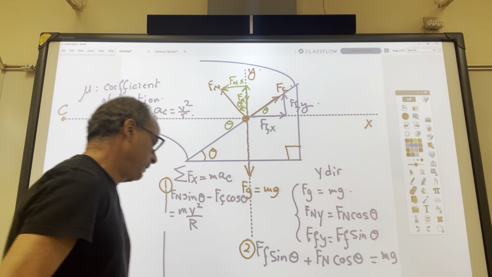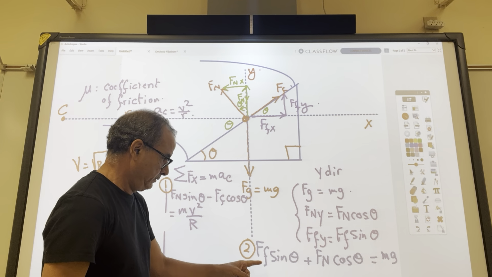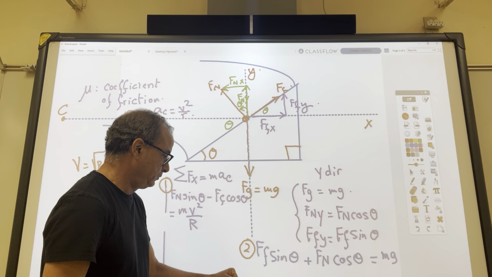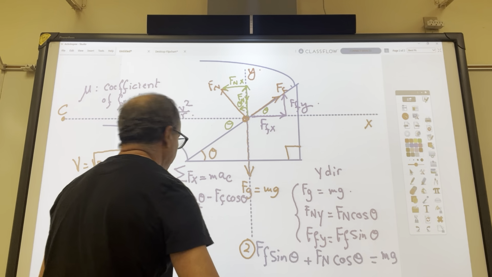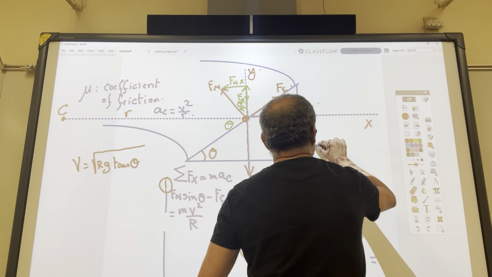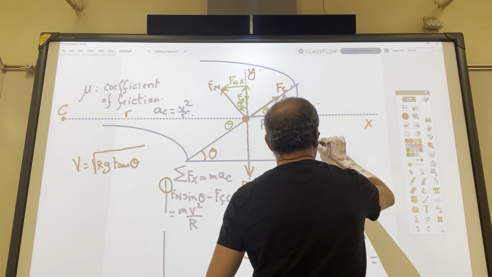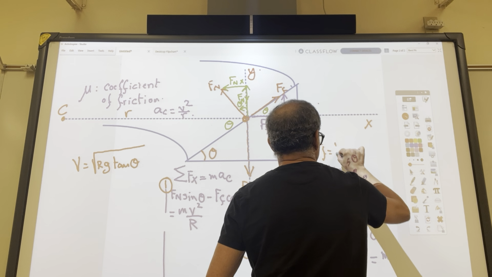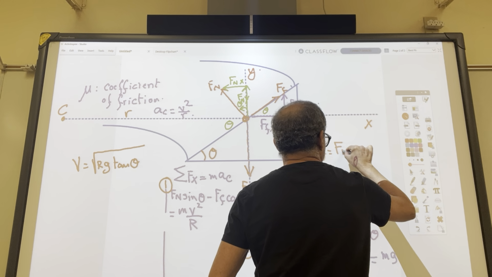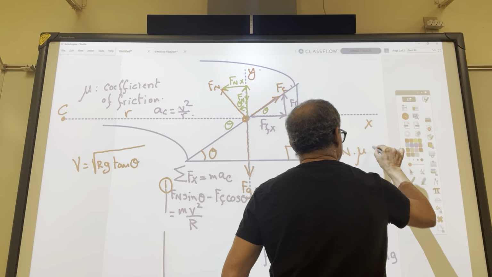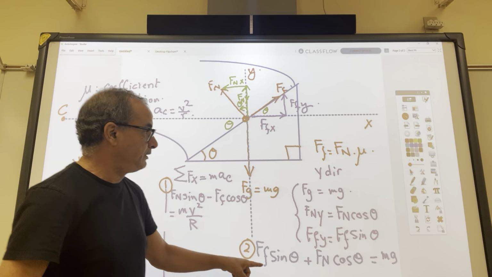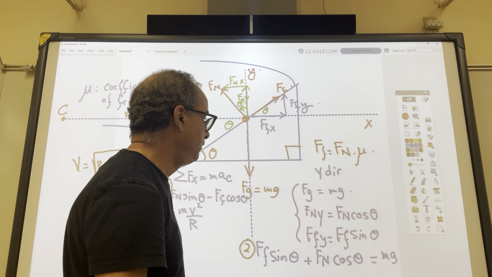Now, the Ff is going to be replaced by Fn mu. Remember, because we have this formula: Ff is equal to the normal force Fn times the coefficient of friction. So we're going to replace Ff by that Fn mu.